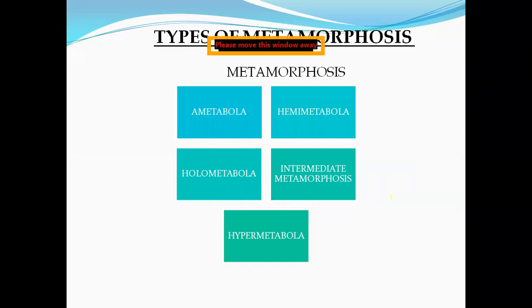The first one is growth. Obviously, growth occurs in insects. The second principle is differentiation, which means body differentiation. And lastly, the third principle is reproduction. These are the three major basic fundamental principles underlying insect metamorphosis.